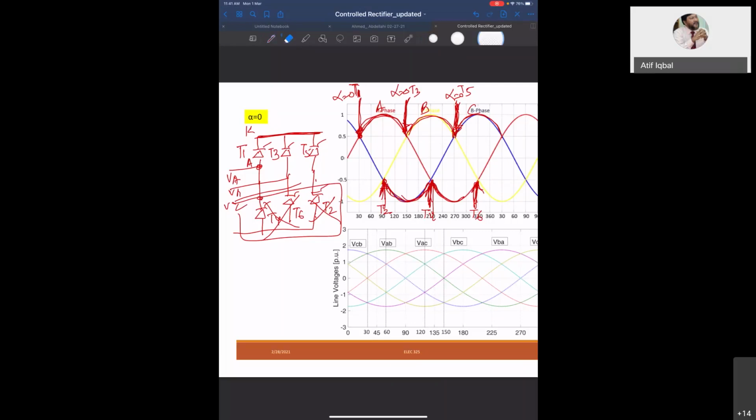But you see here, what is happening? Thyristor 1. Yeah, this is thyristor 1. So thyristor 1 is operating from here to here, can operate from here to here. Yes, it can operate from here to here. But you see here, this is my thyristor 1. So thyristor 1 is operating here. Now from this point to this point.